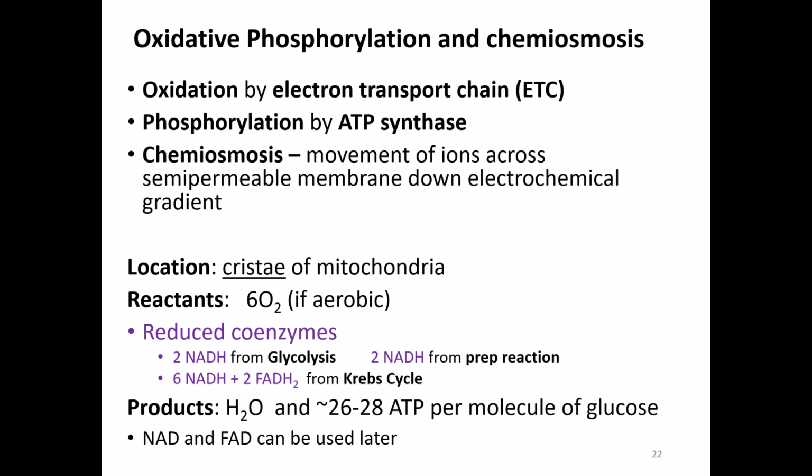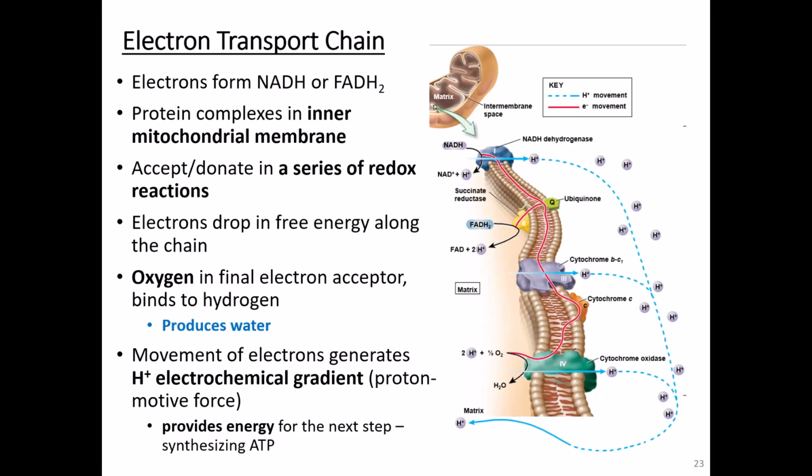We got those NADHs from glycolysis, pyruvate oxidation, and the citric acid cycle. And we got FADH2 from the citric acid cycle, which is also called the Krebs cycle. So this produces water and about 26 to 28 ATP per molecule of glucose. And then the NAD and FAD can be used later. So the electron transport chain uses electrons that originally were in your carbohydrates or your food, but then they got passed on to NAD and FAD, so we got NADH and FADH2.